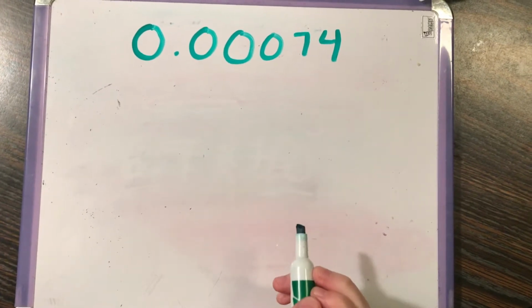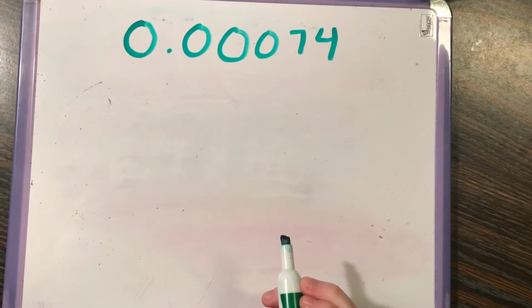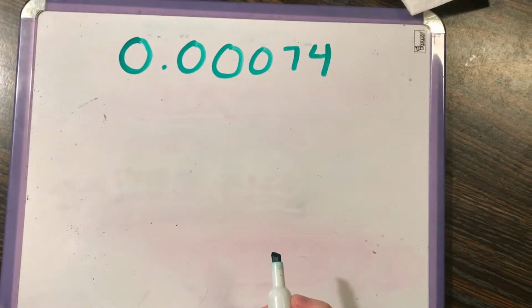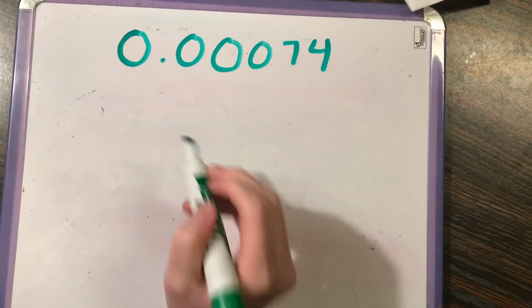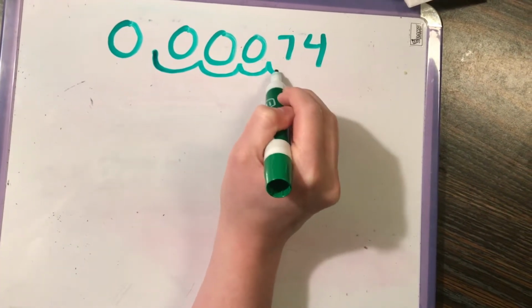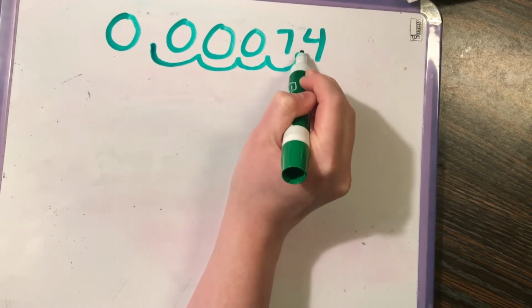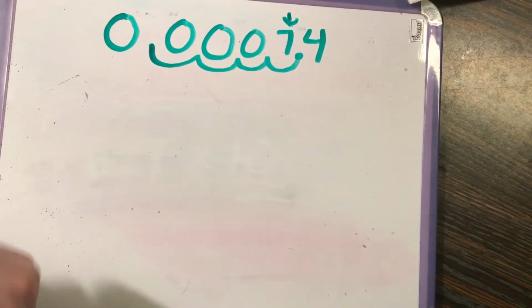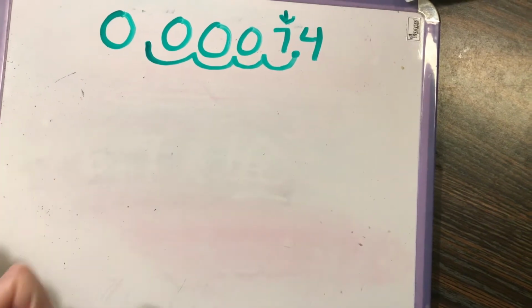If we start with this number and want to convert it to scientific notation, remember the goal of scientific notation is to have a coefficient that is greater than 1 but less than 10. To do this, we will move the decimal point to now have the coefficient of 7. We move this decimal point 4 places to the right.